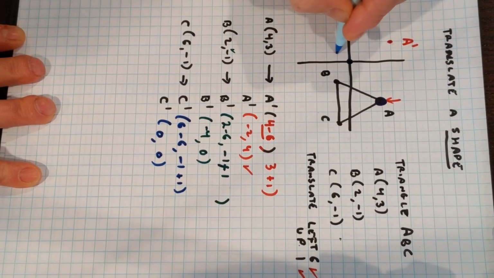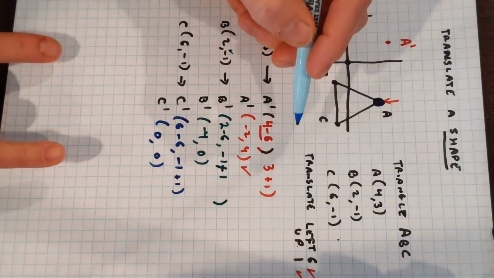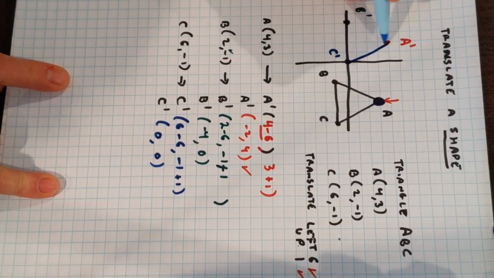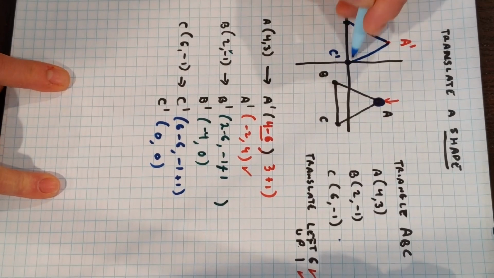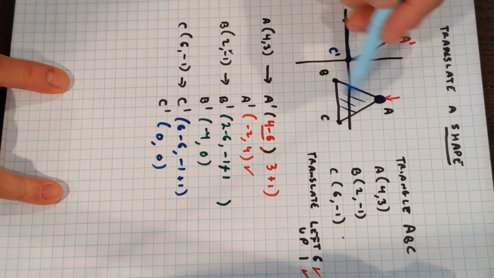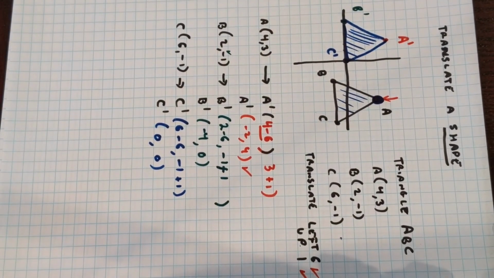There's my new point. Now what should happen in a translation is the shape should be identical to the original shape. It's just been moved. So if I trace this image and I compare it to the original image, which is this one, compared to this image, the two images are identical, and that means I did a good translation. That's it for translation.